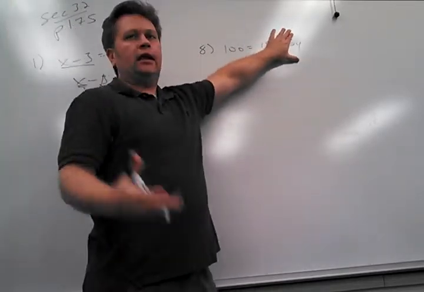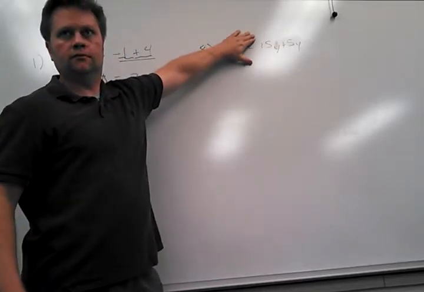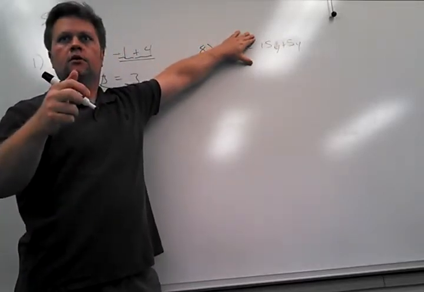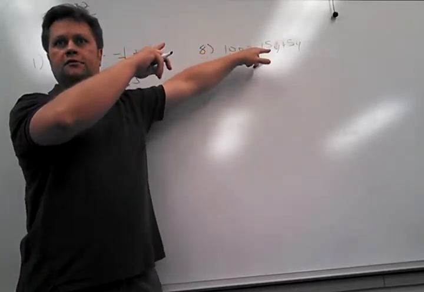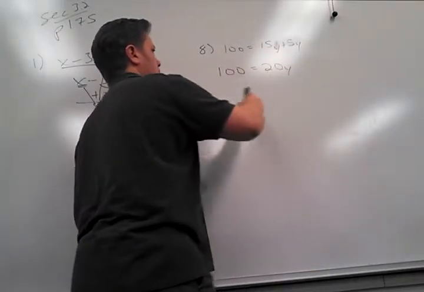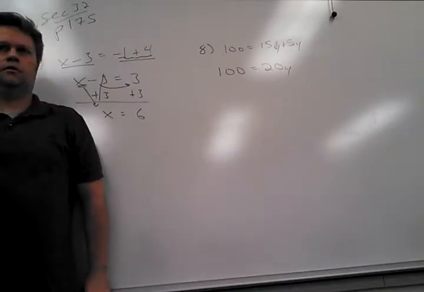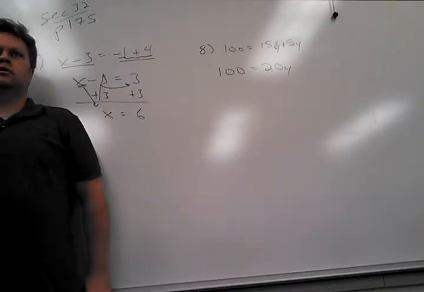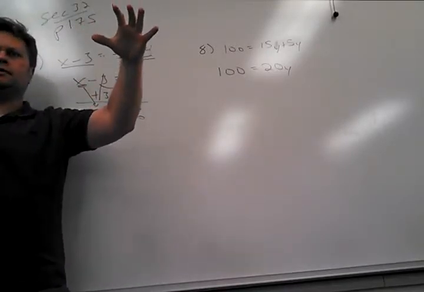That's 100, I can't do anything there. But what can I do over there? You just said it: 15 plus 5 is 20, so 20y. So I've done everything I can on each side by themselves.